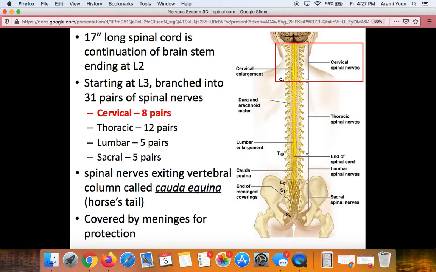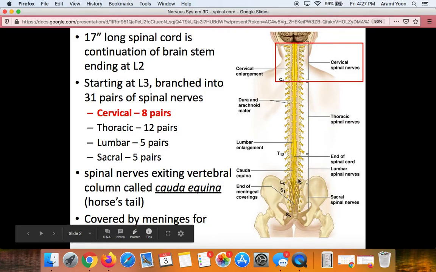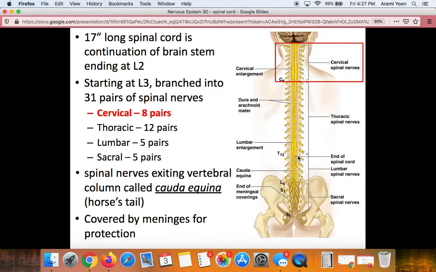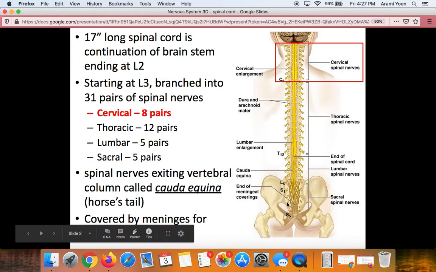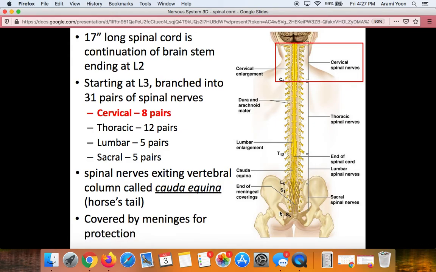Obviously, that's going to depend on how tall you are. And it's going to start right here where the brain stem ends, and it's going to go all the way down to here. And then somewhere right here is where it is not really the spinal cord anymore, and instead it's just kind of these collections of spinal nerves that then continue on down your lower back and your pelvis. And then the spinal nerves then extend down your legs and things like that.